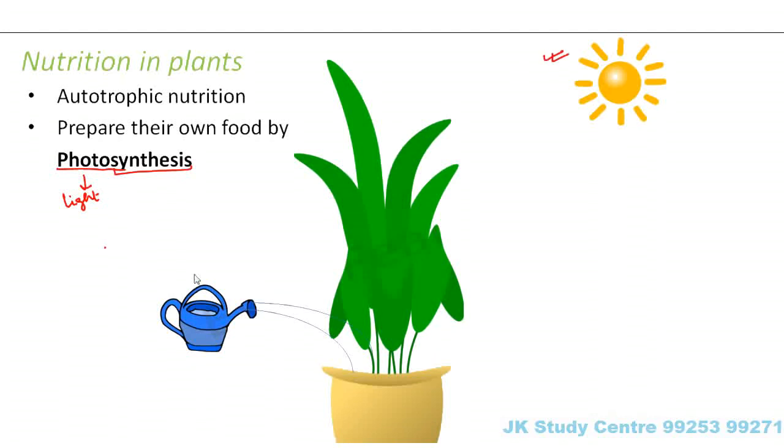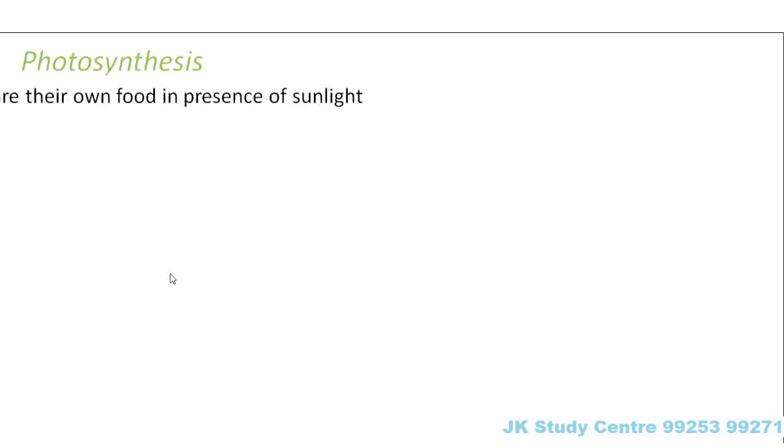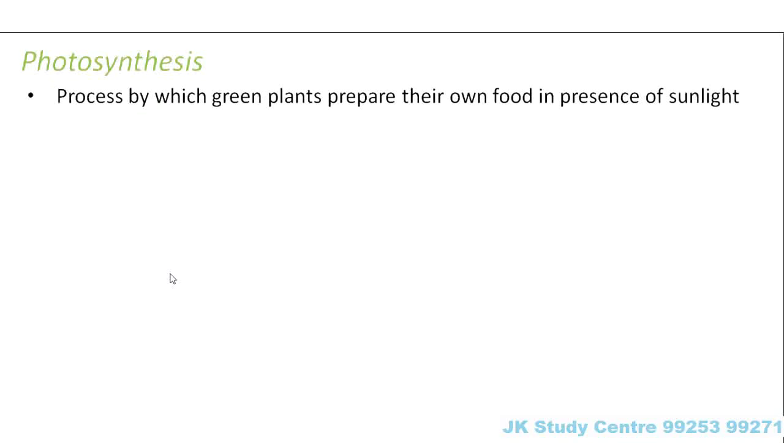The other thing it needs for photosynthesis is water. And another very important thing which it needs is chlorophyll. So let us talk in detail about the requirements for performing photosynthesis. So the process by which green plants prepare their own food in presence of sunlight is known as photosynthesis. So where does photosynthesis take place? It takes place in the leaves of plants.